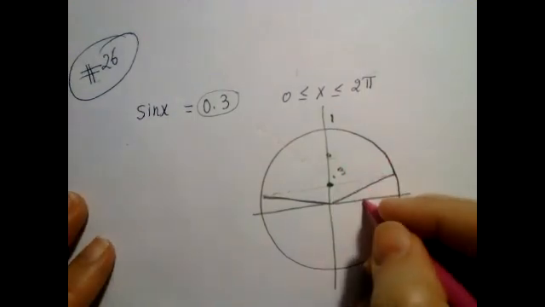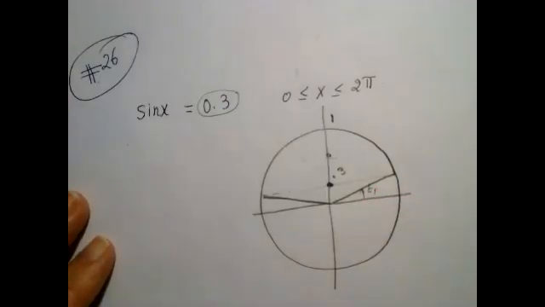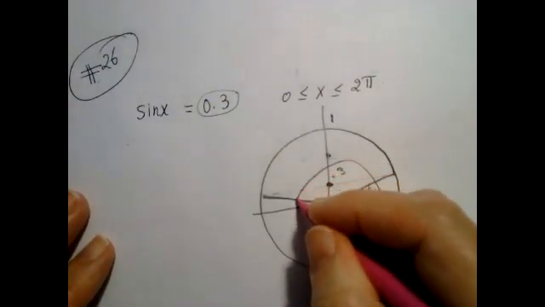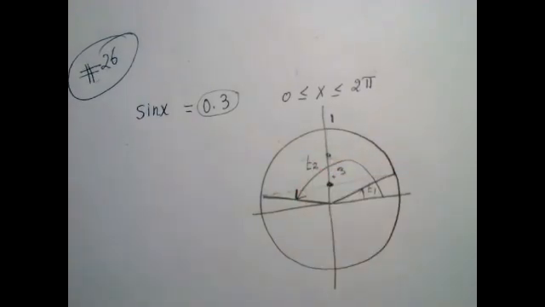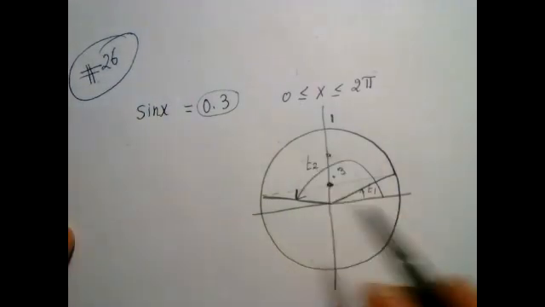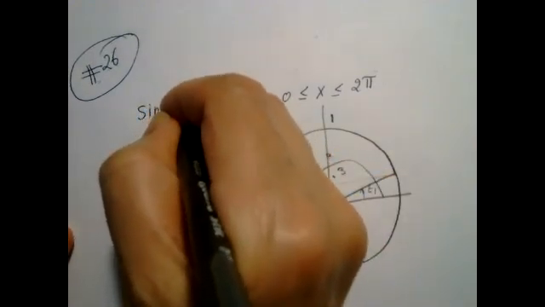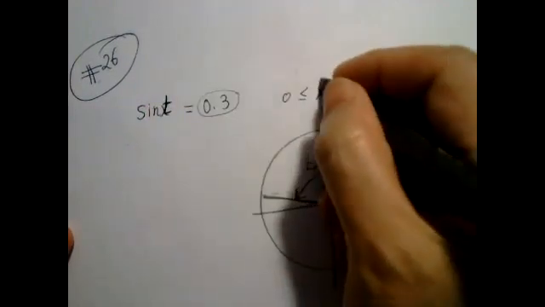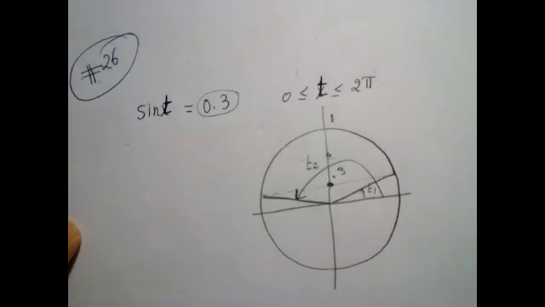Okay. Now I need to find them. I'm going to call them, as I said last time, let us say T1, to differentiate them, and I'm going to call this one T2, just to differentiate that I have those two. Both angles have sine 0.3. Now we have to find them. Would it bother you if I put T instead of X? Does it matter? Yes or no? No.